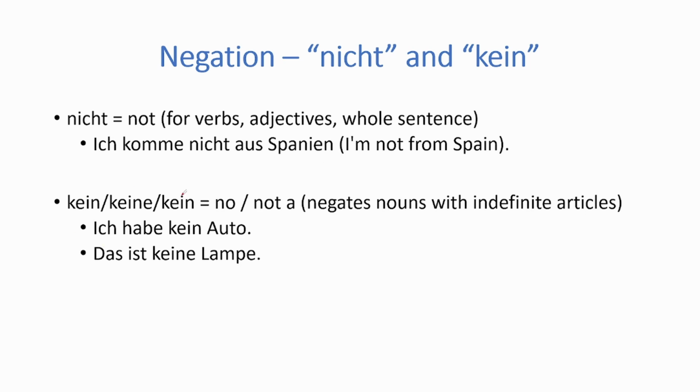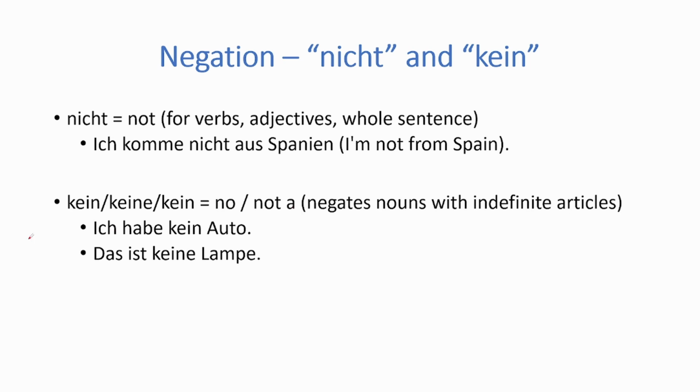Similarly, when we have to negate a noun with an indefinite article, we use kein, which is the masculine form, keine is the feminine form, kein is the neutral form. So kein, keine or kein means no or not.